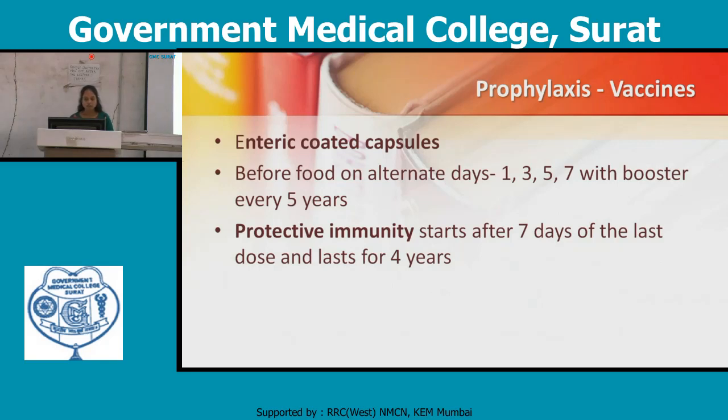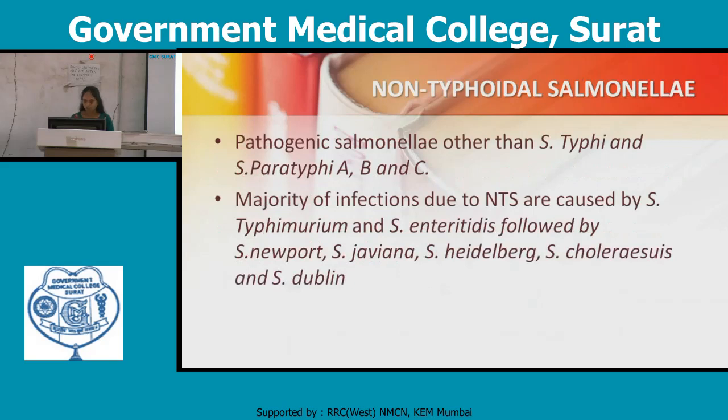Now, non-typhoidal salmonella: pathogenic salmonella other than S. typhi and paratyphi A, B and C. The majority of infections due to NTS are caused by S. typhimurium and S. enteritidis, followed by Newport, Javiana, Heidelberg, Choleraesuis and Dublin.